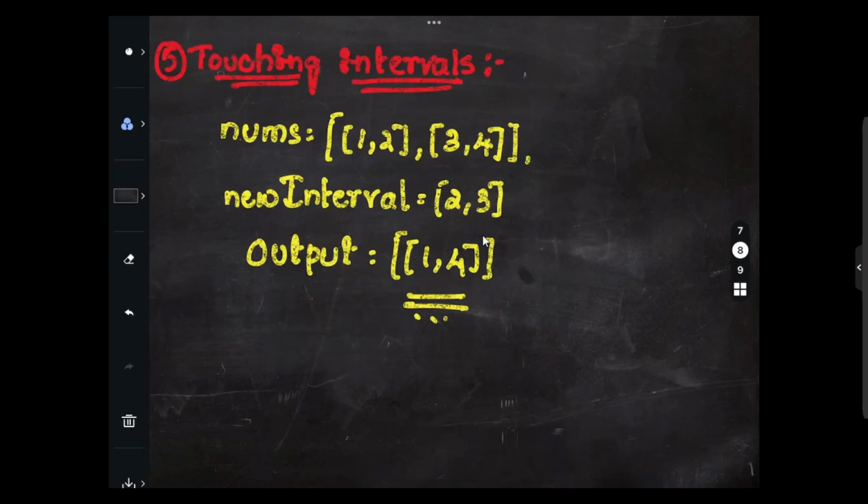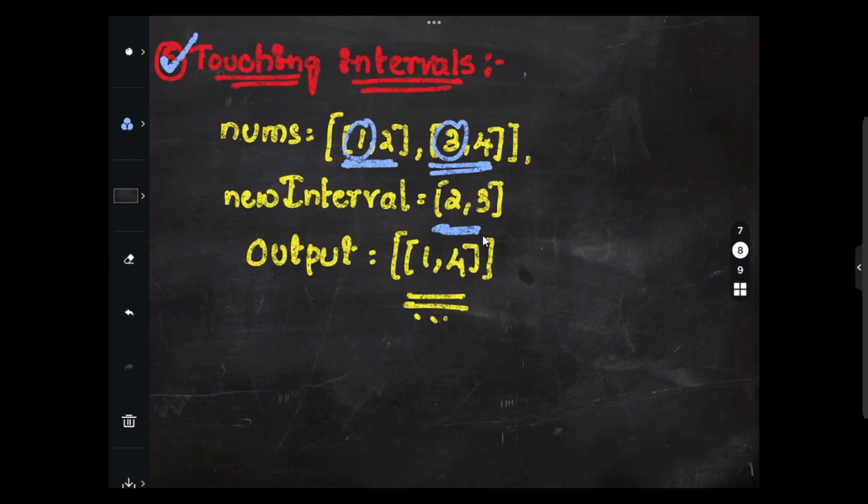So this was the fourth edge case, and let's move on with the fifth edge case here: touching intervals. Here we have [1, 2] and [3, 4], right? The new interval we have been given is [2, 3]. When I said touching intervals, this merges with [1, 2] and [3, 4] as well, right?